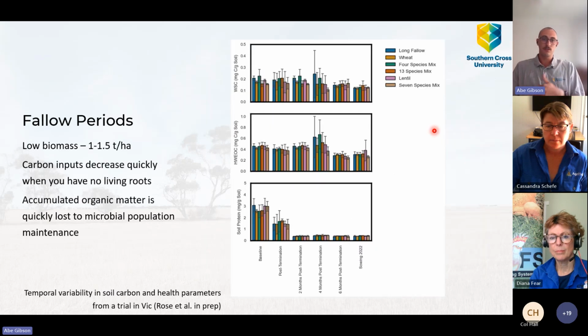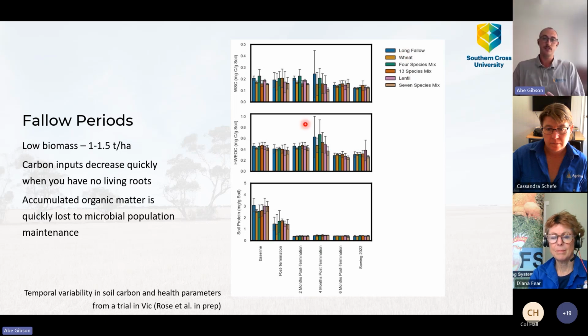If we have a look at the results from Birdsheet, we've got our water-soluble carbon and our hot water extractable organic carbon. So this is winter-spring cover crops with diversity compared to wheat cash crop, lentil cash crop, and a long fallow.